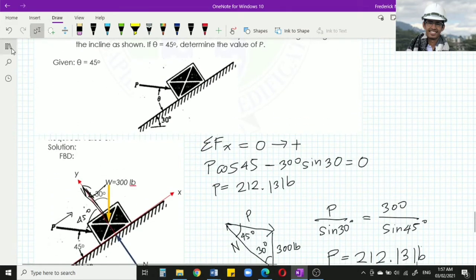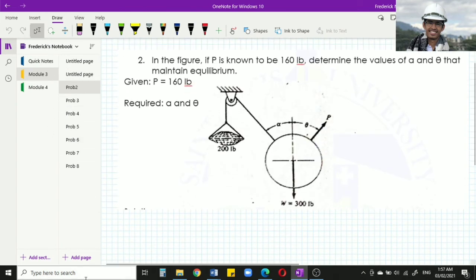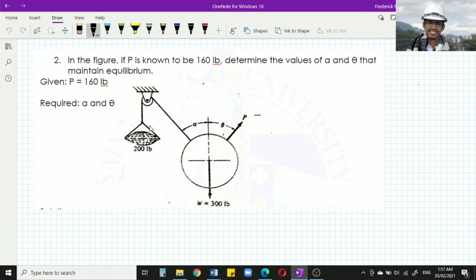So next example tayo. In the figure, if P is known to be 160 pounds, determine the values of angle A and angle theta that maintain equilibrium. So given is P. So given yung P natin, which is 160 pounds.